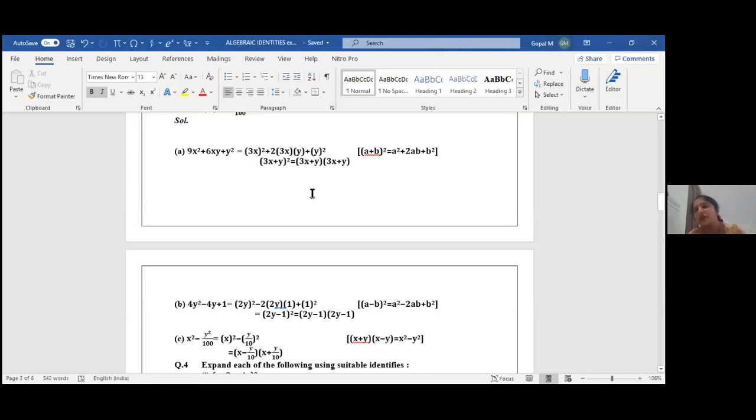Till now we have learned LHS to RHS. Now we are learning RHS to LHS. Before, I used to give (3x plus y) into (3x plus y) to get the quadratic polynomial. Now I am giving the quadratic polynomial, and we need to find the (3x plus y) whole square form. So before we used to give LHS and get RHS. Now we are giving RHS, and we have to find LHS.